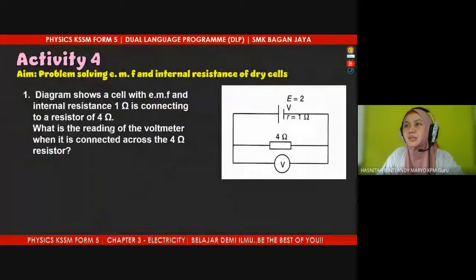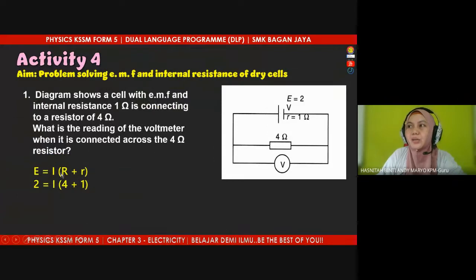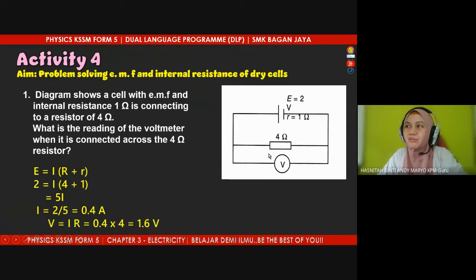Okay, so we are using this equation again. Use E equals I(R plus r). So E is 2, the EMF. Current is not given, right? R is given 4. Internal resistance of the battery is 1. So from here, we can find the current flowing in the circuit, which is 0.4 ampere. Then we can find V by using Ohm's law equation. V equals IR, the current flowing across this resistor multiplied by the resistance 4. So it gives you 1.6 volt.